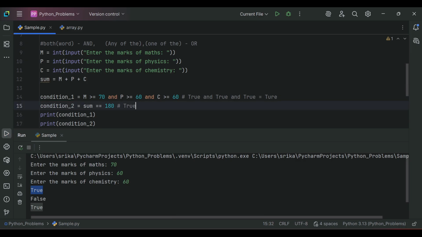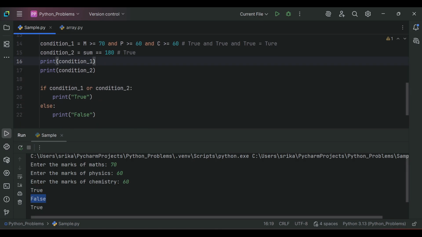Next, see the sum of the three subjects. The sum of the three subjects means 70 plus 60, 130, 130 plus 60, 190. 190 is not equal to 180. That's why the second condition is false. And the final condition is condition one true or false, which becomes true. Then the final answer should be true.